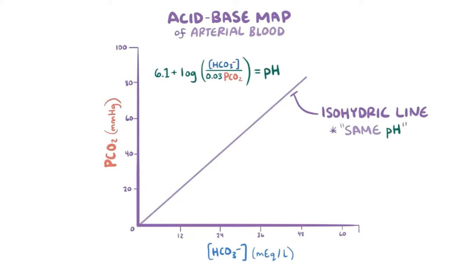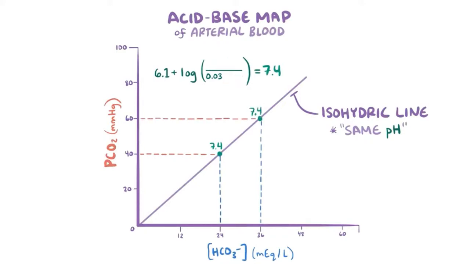so isohydric. For example, let's say the bicarbonate concentration is 24 milliequivalents per liter, and the partial pressure of carbon dioxide is 40 millimeters of mercury. According to the Henderson-Hasselbalch equation, that would give us a pH of 7.4. Now, we'd have the same pH of 7.4 if there's a bicarbonate concentration of 36 milliequivalents per liter and a partial pressure of carbon dioxide of 60 millimeters of mercury.